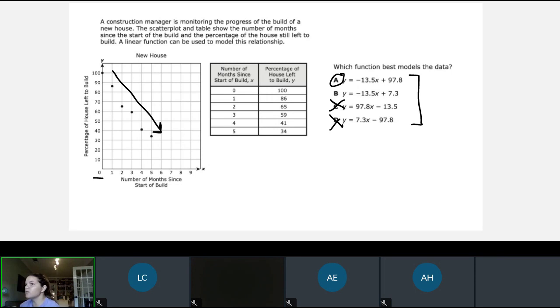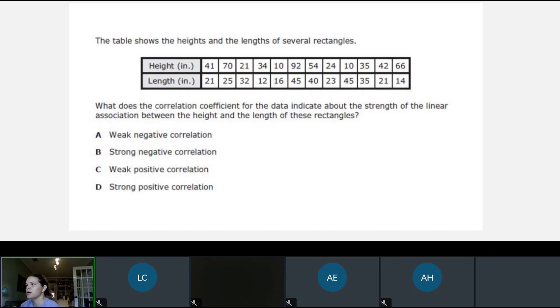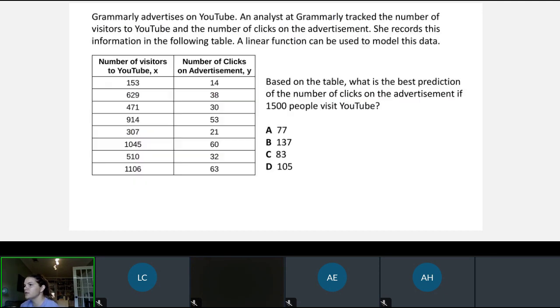Okay, and let's talk about the y-intercept. The y-intercept is up here close to 100. So it doesn't make sense that our y-intercept for B would only be 7.3. Okay. So even if you forgot how to do a linear regression, you could reason your way through this one. All right, let's do another one.